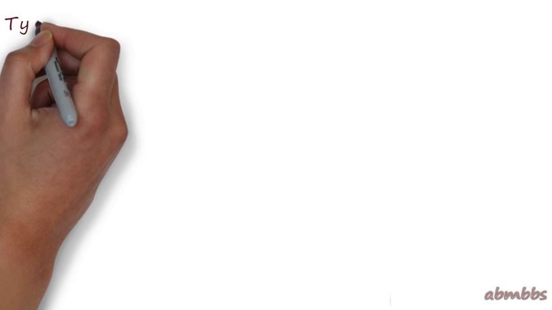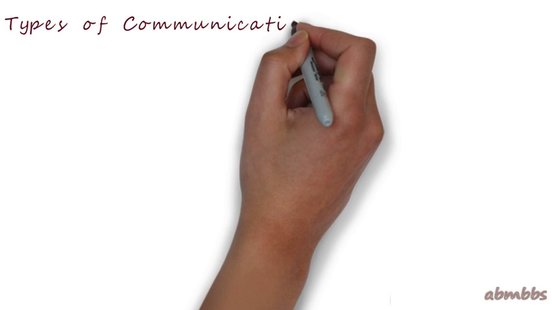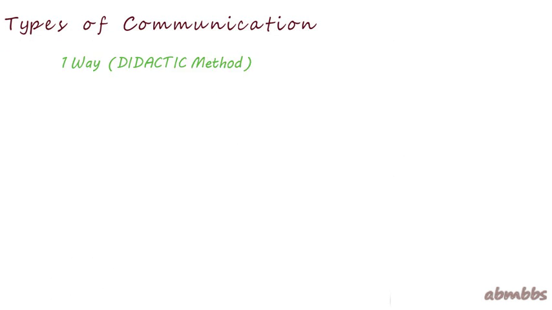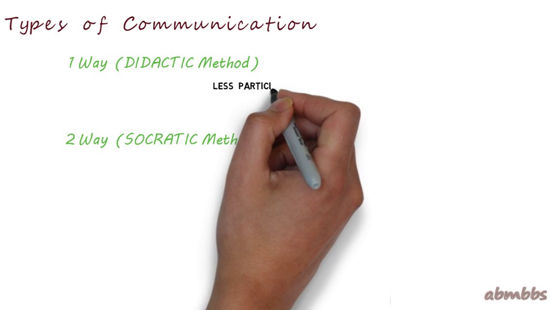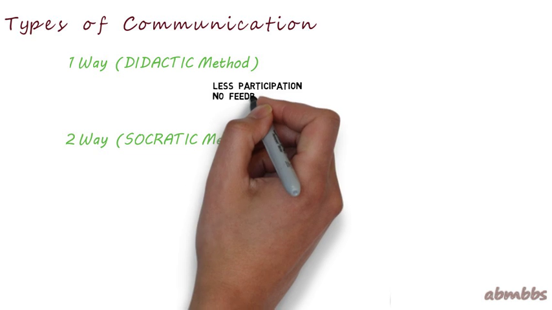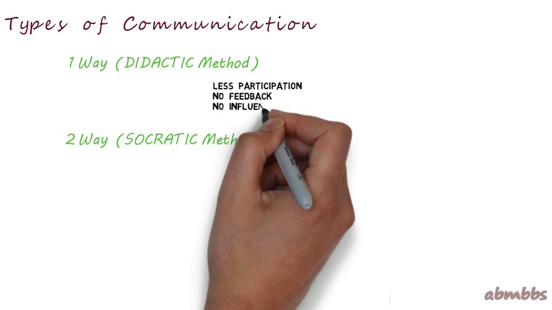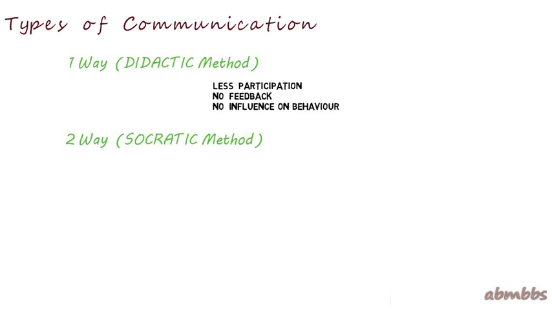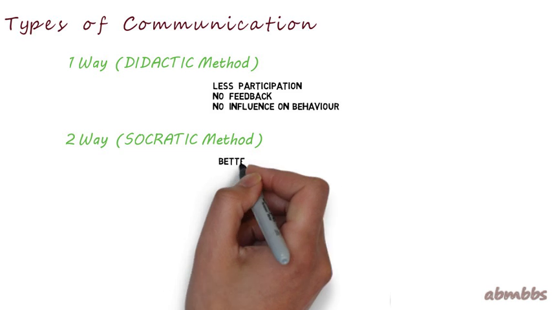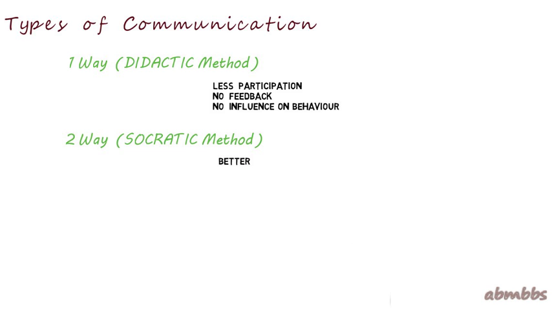What are the types of communication? It can be one-way or didactic, or two-way or Socratic. In one-way communication, there is less participation from the audience and there is no mechanism of feedback, so it's less effective in changing established behavior. Two-way communication is much better in this regard.